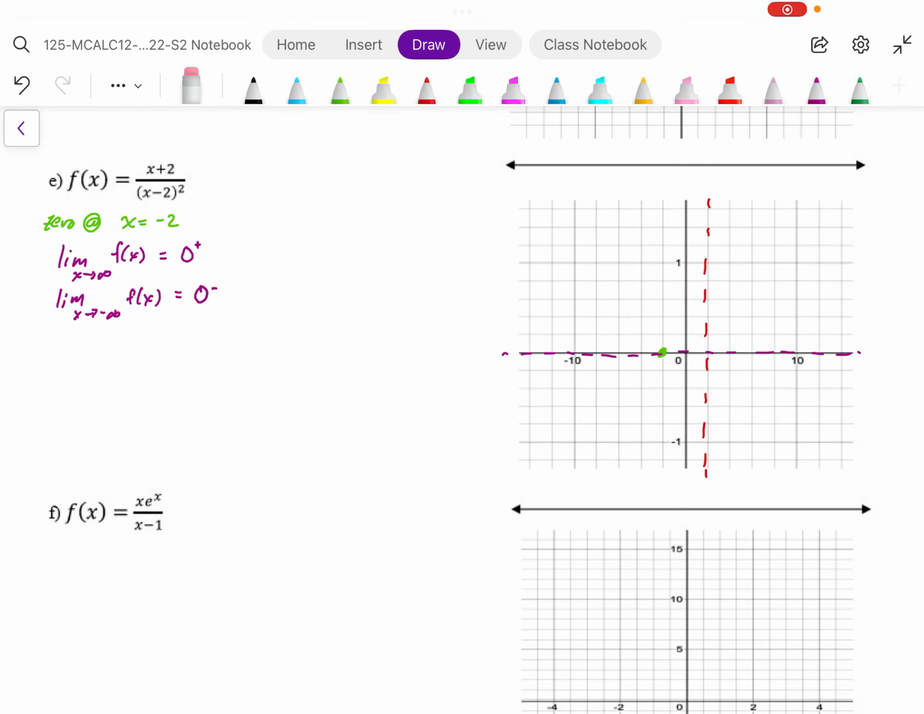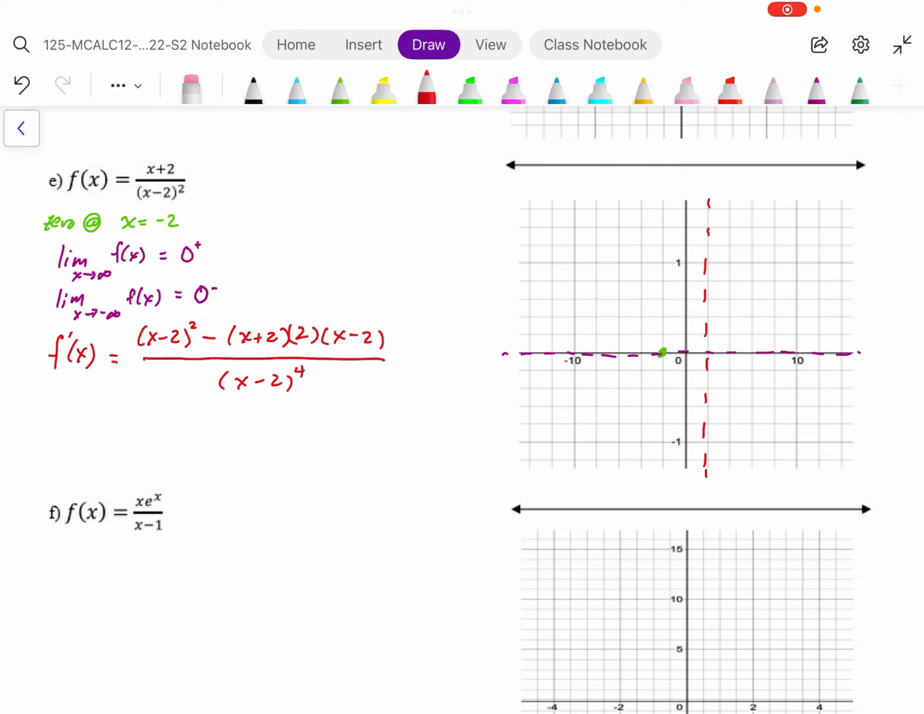So speaking of minimum points, I want to differentiate and get a derivative. I can do a slope chart. So f prime of x is going to be equal to 1 times (x minus 2) squared minus (x plus 2), and then differentiating this squared, I get 2(x minus 2). And then I'm going to divide everything by (x minus 2) squared, so (x minus 2) to the power of 4.